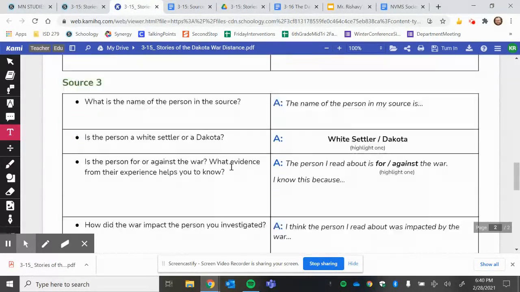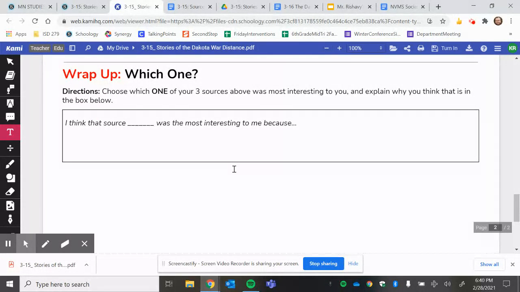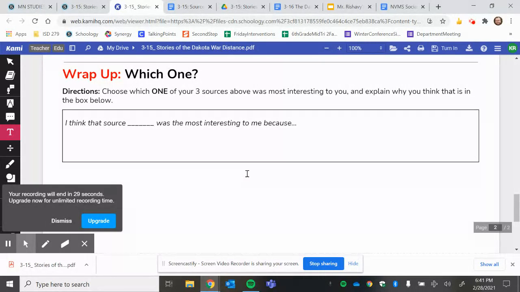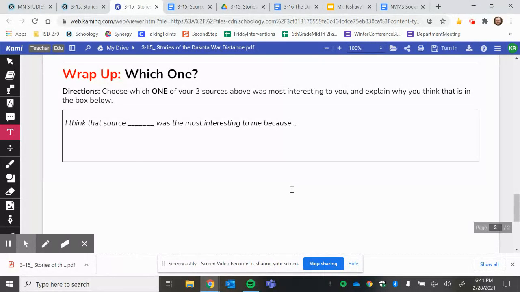Once that is complete, then your last step is just the wrap-up, which is pretty simple. Of those 3 sources that you chose from, which one did you think was the most interesting and why? Just tell me which source it was, 1, 2, or 3, and then why it was the most interesting by completing this part of the lesson. Please submit this when you are done, and then you are good to go from there.